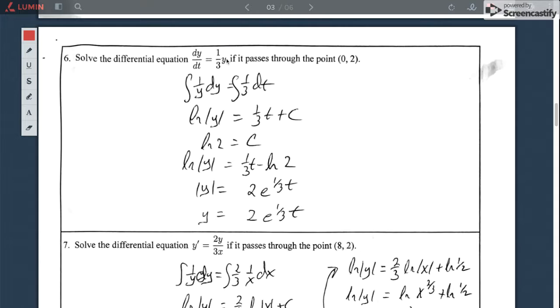So divide by the y gives me 1 over y. Leave the 1/3 over there. Integrate, natural log of y. Integrate 1/3 t. Plug in 0 and 2. Plug in 2 here. I get the natural log of 2. Plug in 0 there. I get c. So I plug in the natural log of 2 for c.